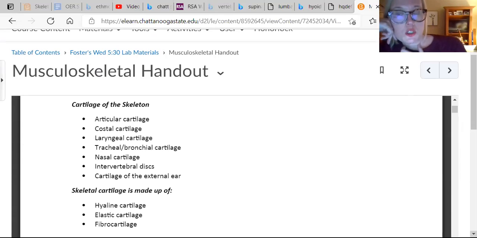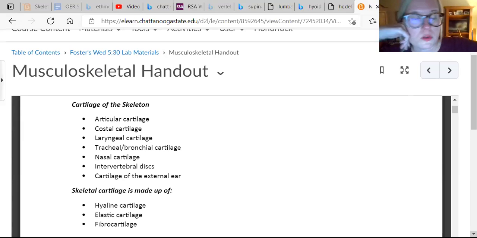You have laryngeal cartilage for your larynx, your voice box. You have your tracheal bronchial cartilage. That's going to be your trachea and bronchial tubes of your lungs. Okay. You have your nasal cartilage, which everybody can point at their nose and realize, you wouldn't want anything bony there. You might break it off for that matter, and you need some expansion.